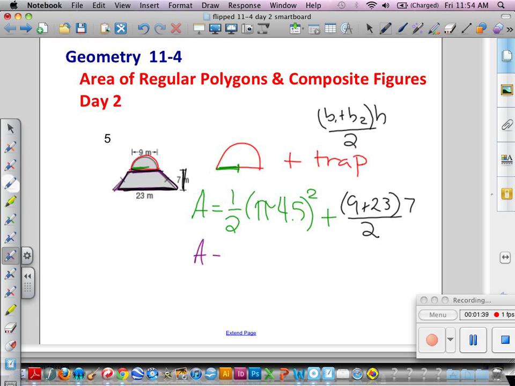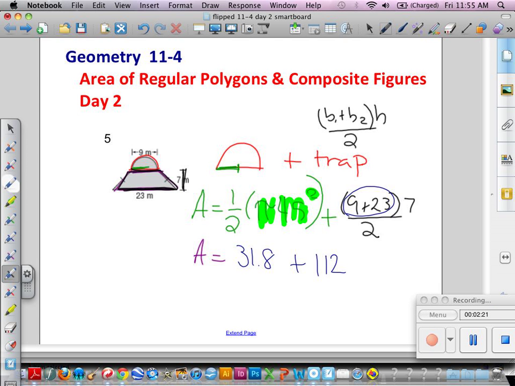So now my area equals, I'm going to take pi times 4.5 squared. Oops, that's not written right. It should not have a parenthesis there. Parentheses should be like this. So I need 4.5 squared times pi, and I'm going to take half of that, and that gets me 31.8, plus, so I'm going to take my 9 plus 23, that's 32. 32 divided by 2 is 16 times 7, 112.